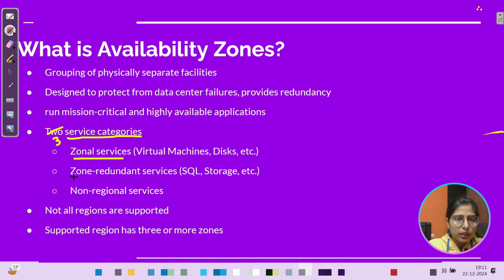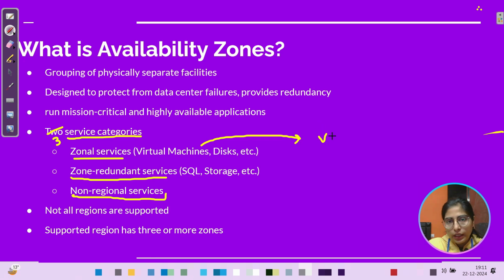First one is zonal services, then zone redundant services and non-regional services. Zonal services are basically the services that you can deploy in different zones, right? So you can choose in which zone you want to deploy your services. So let's say if you want to deploy your virtual machine in zone A or any of the three different zones, you can choose that, and that's why these resources are known as zonal resources. Another category is zone redundant services. In that case, you just need to enable the zone redundancy and Azure will take care of that.